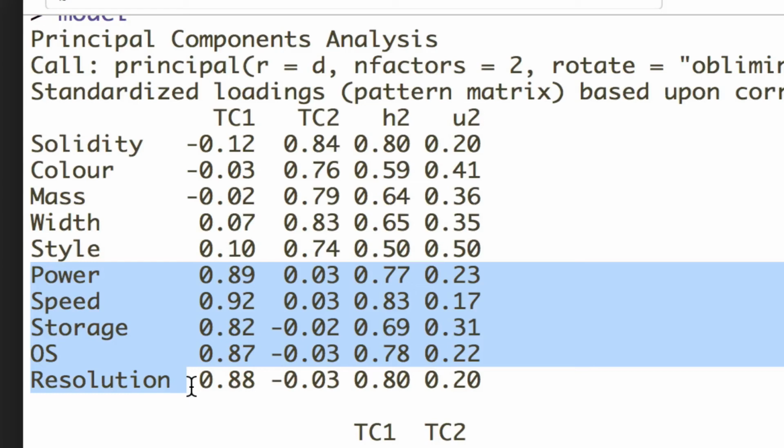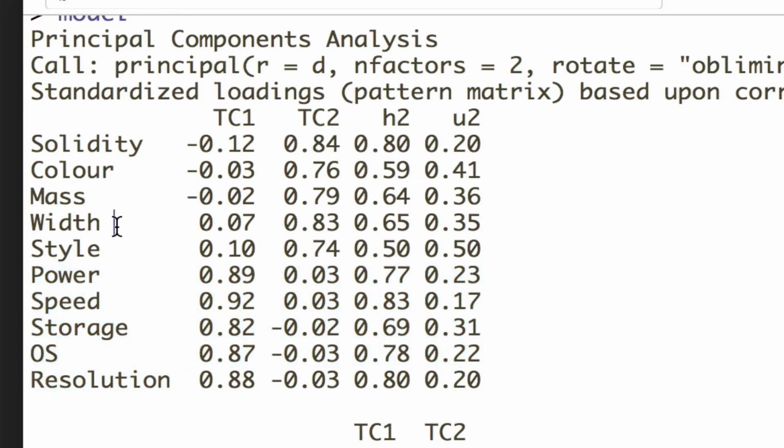Well, if you kind of look and interpret this, the first factor, solidity, colour, mass, width, and style, kind of have to do with the form of the laptop, and the second group have to do with the function of the laptop. So when you're looking at these, you just have to kind of interpret them and make a call as to what you're going to call the factors.